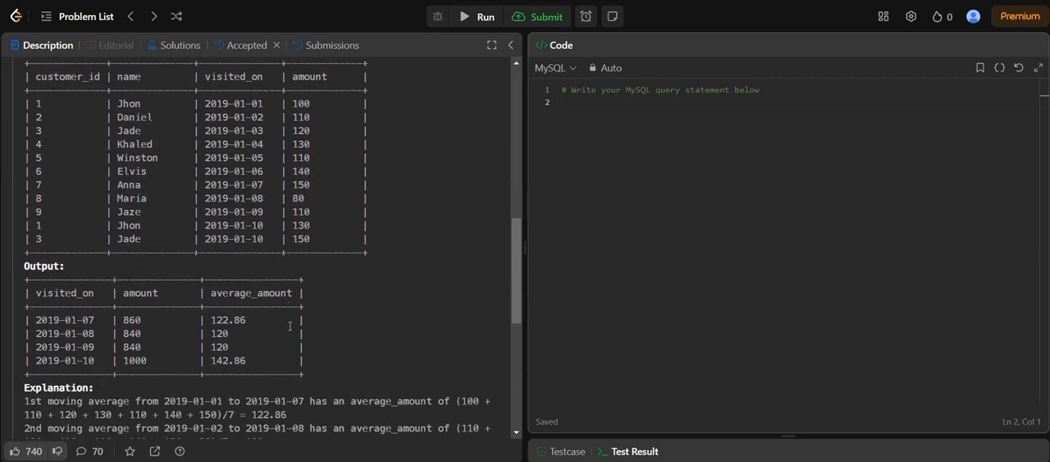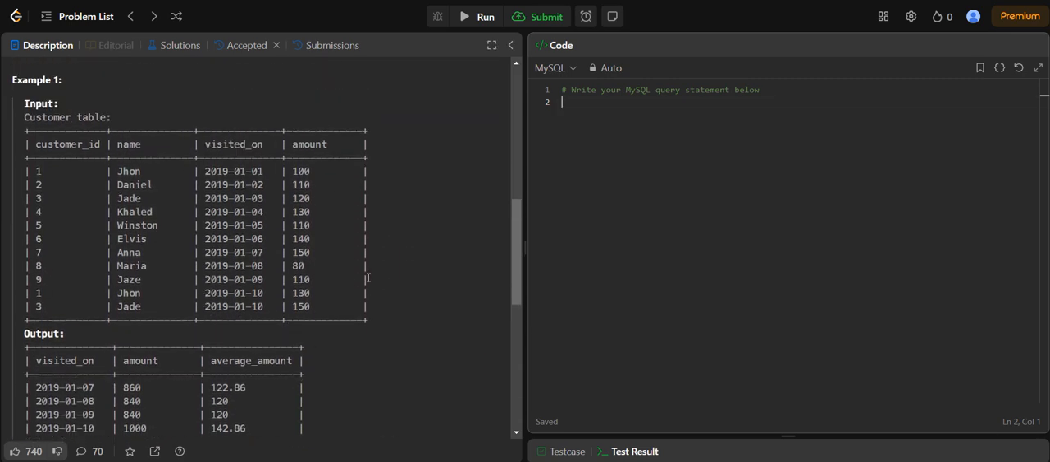So first, for this particular question, there are two columns I do not need. What are those two columns? Customer ID and customer name. I do not need these two columns for this question. So let us take visited_on and amount.